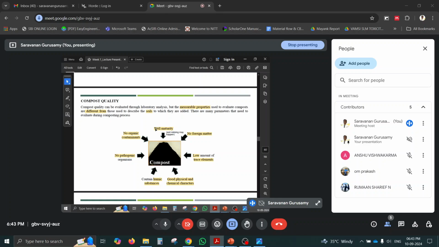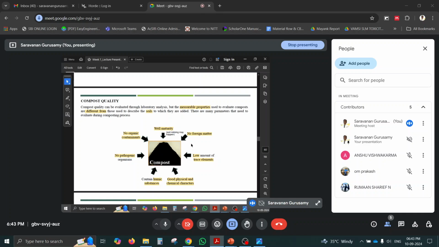Soil nitrogen robbing will happen if the compost is not matured. So finally, matured compost we have to keep, and no foreign material like plastics, paper should be there in the final compost. And then low amount of trace metal.